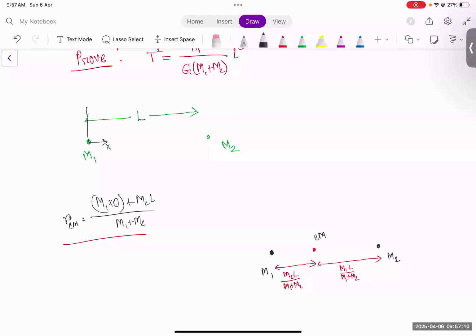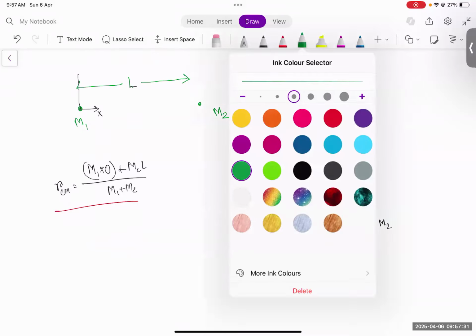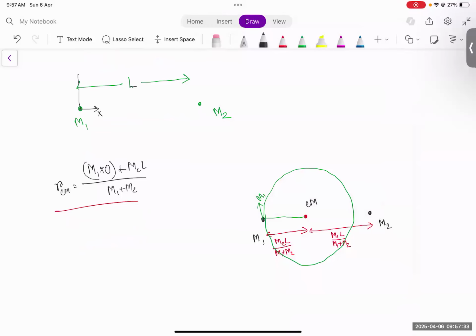Now, with respect to the center of mass, both objects will move in circular tracks. So m1's track would look something like this, which is a circle of radius m2 L divided by m1 plus m2. So this is for m1. What about m2? M2's track would look something like this.